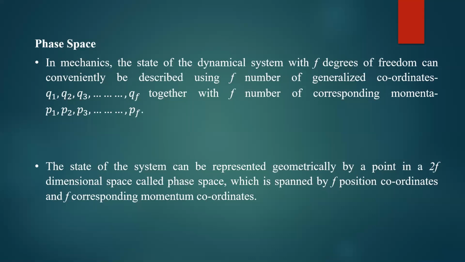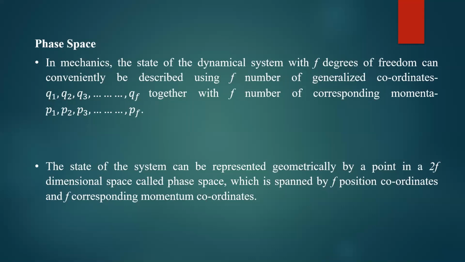Let us take the generalized coordinates as q1, q2, q3, and so on up to qf. Together with these, we will consider f number of corresponding momentum coordinates, defined as p1, p2, p3, and so on up to pf. So in phase space, we have to consider f number of position coordinates and f number of momentum coordinates to describe the state of the system.